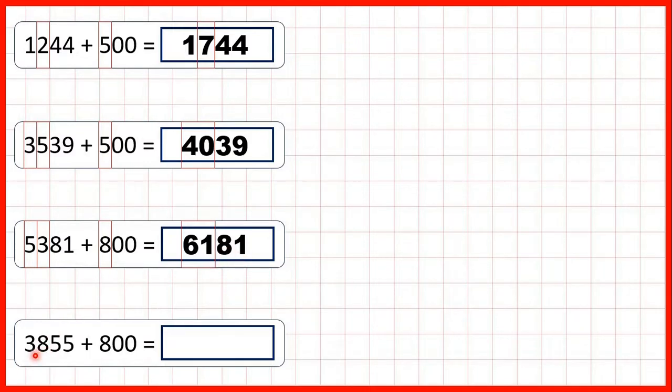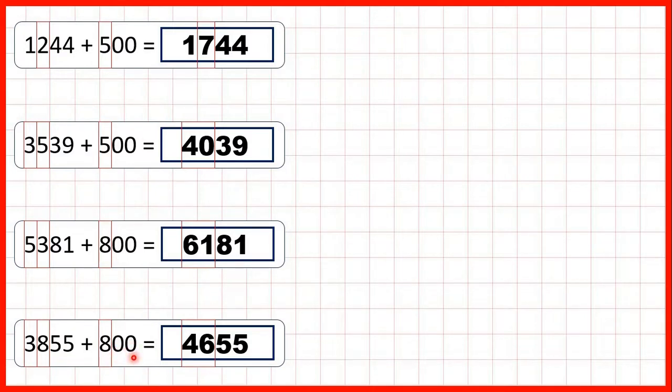Finally, we have 3,855 plus 800. We can see 8 plus 8 is 16, so we highlight our thousands digit as well. And here I've highlighted by circling, but you might prefer to highlight the digits in the question by underlining and then seeing what you need to do. Now 38 plus 8 is 46, so our answer is 4,655, with the tens and ones staying the same, because we're adding a multiple of 100, so not adding any tens or ones.